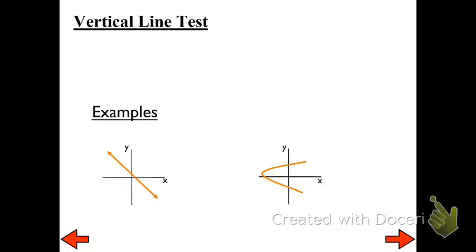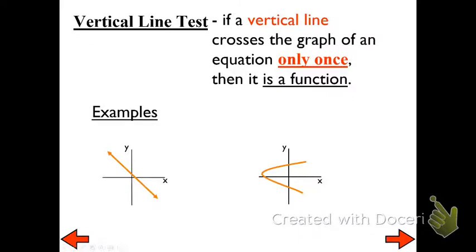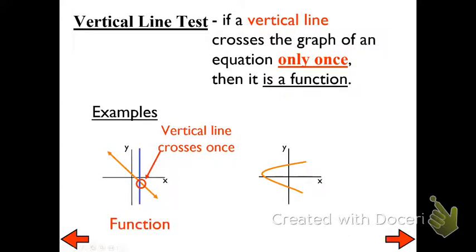So this week, the question is, what if instead of a table, it's a graph? Is there an easier way to do it? And the answer is yes. We have something called the vertical line test. If a vertical line crosses the graph of an equation only once, then it is a function. If we look at the one on the bottom, notice that it's a line, and the vertical blue line only crosses the red line one time, right here. So it passes the vertical line test, and it is a function.